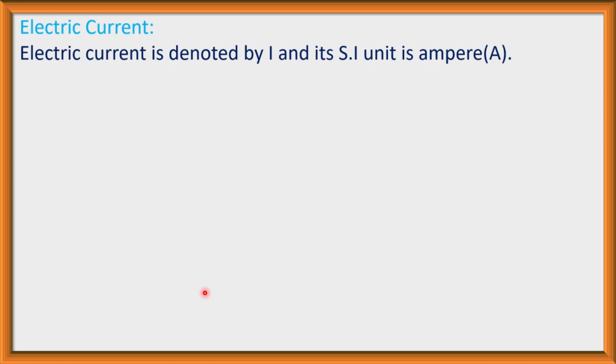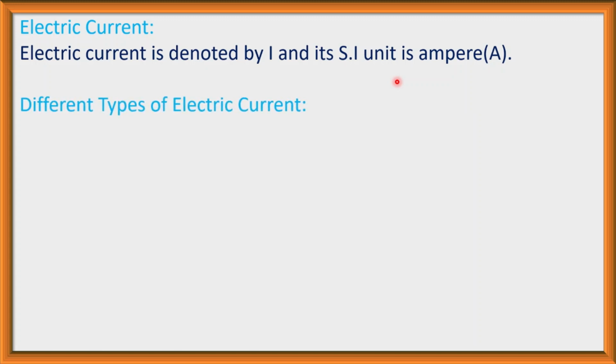Electric current is denoted by I and its SI unit is ampere, and ampere is denoted by A. A means ampere.